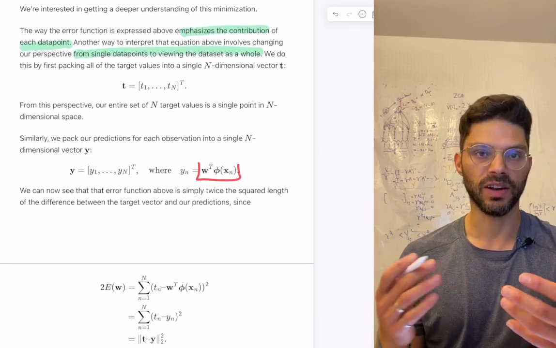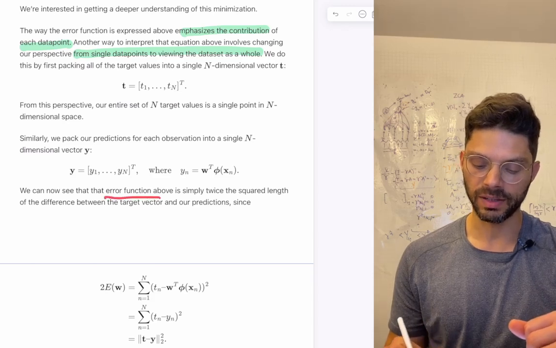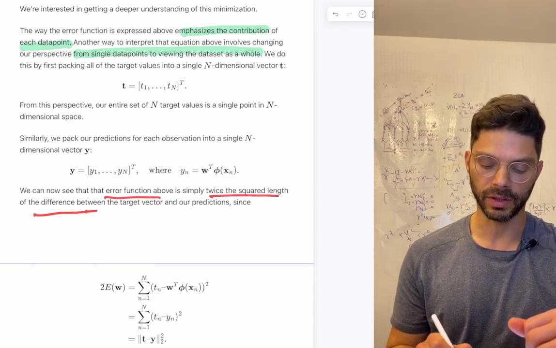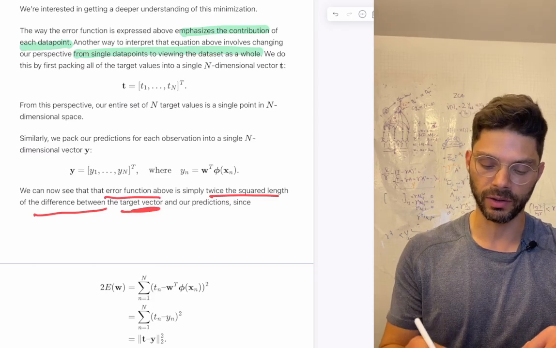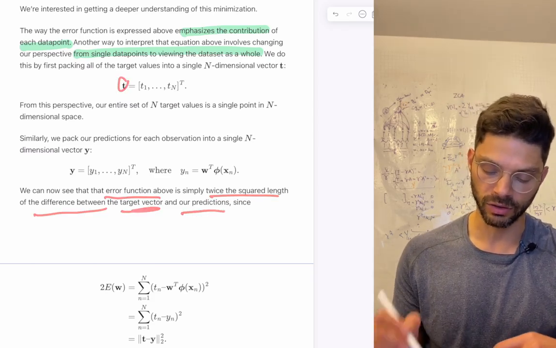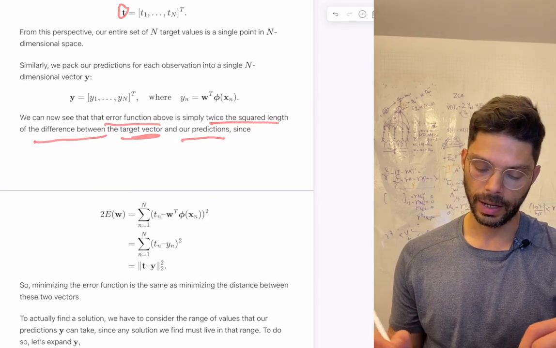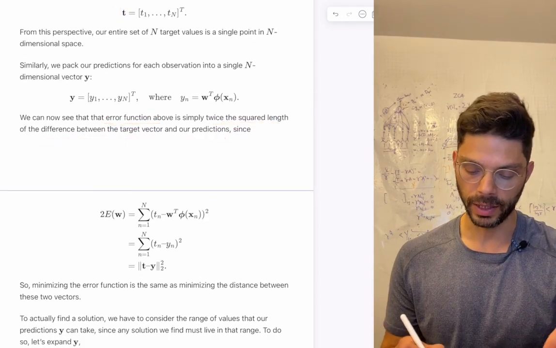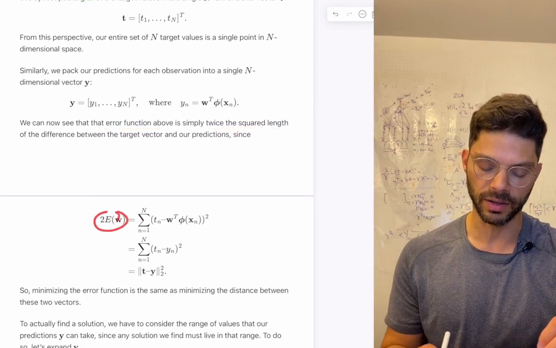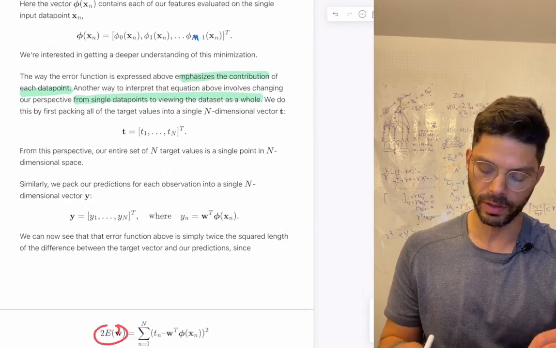Okay, and so now we're going to see that actually the error function is simply twice the squared length of the difference between the target vector, that's t, and our predictions. And so the way we're going to see that is, we just simply plug it in, right? So we've got twice of this error function. Remember, it's got a 1/2 in front of it.